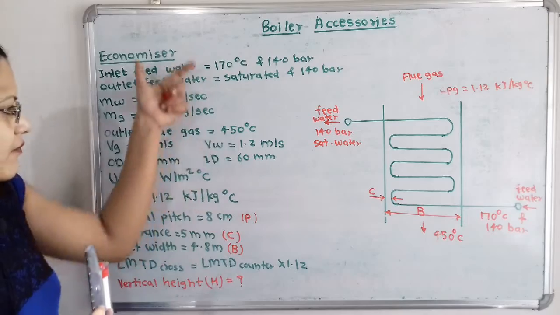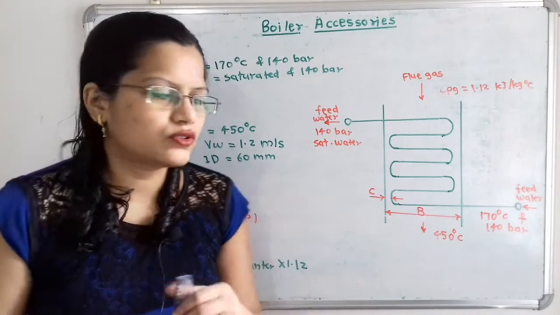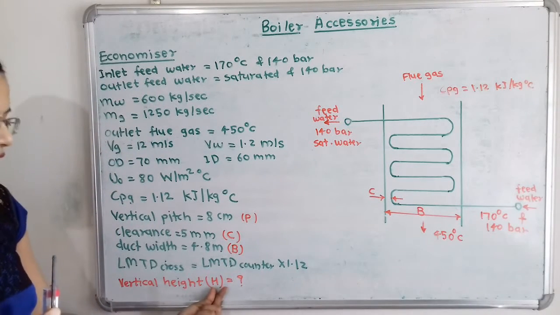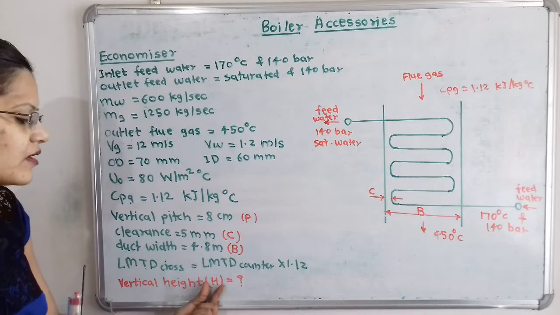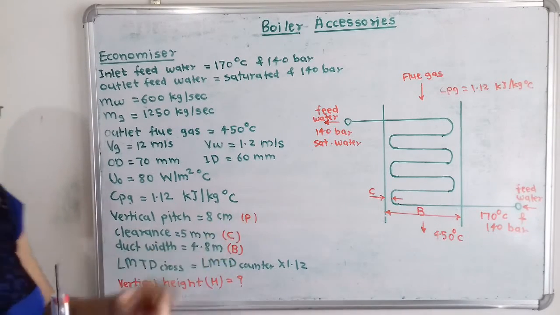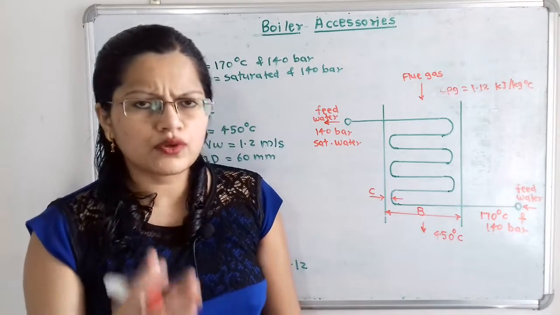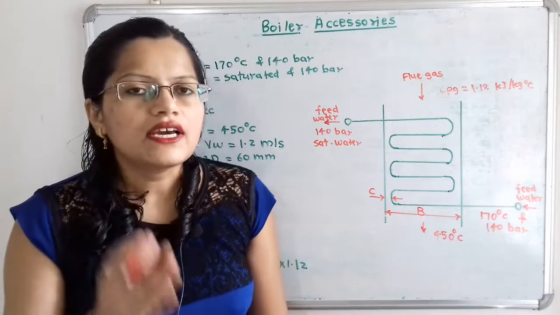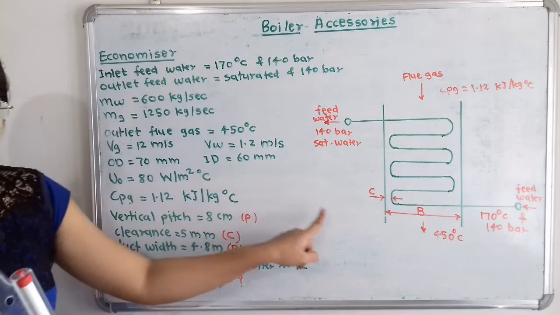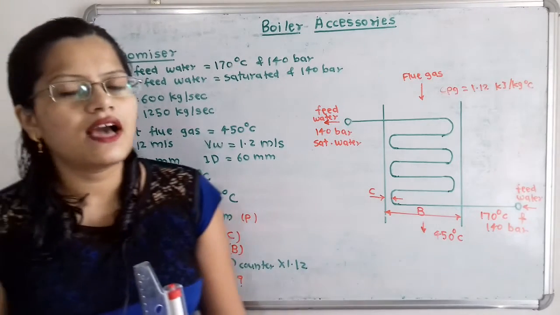And when all this data is given, what do we have to find out? We have to find the vertical height h. And what is the formula for the vertical height h? That is n multiplied by p. What is this n? N is the number of turns. So we have to first find the number of turns, and here the pitch is given. If we multiply the number of turns and the pitch, we will get the vertical height.